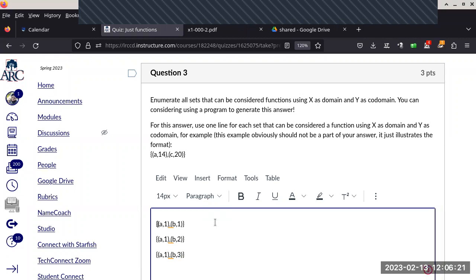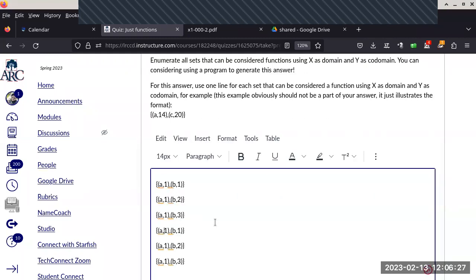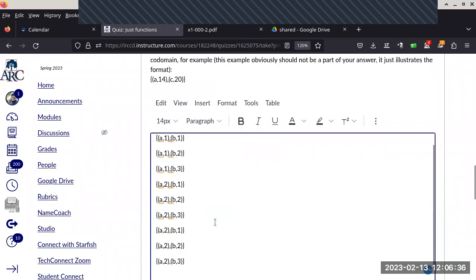And then I'll also do massive copy and paste, using all 3 of them, and just change how A is mapped. So 2, 2, 2. And then one more time, you copy and paste this one, and then we change A to map to 3 this time. And now we have exhausted every single possible way to make a function out of X as a domain and Y as a codomain. So we do okay so far with this particular question, number 3? Yes?